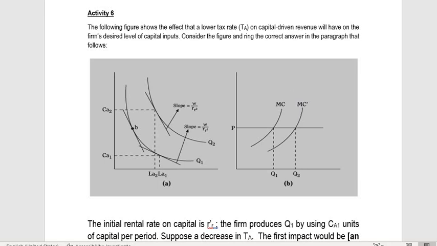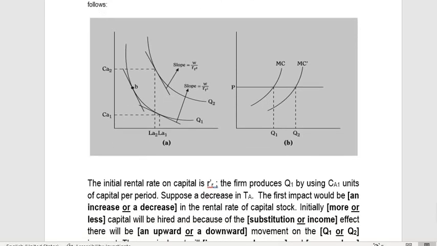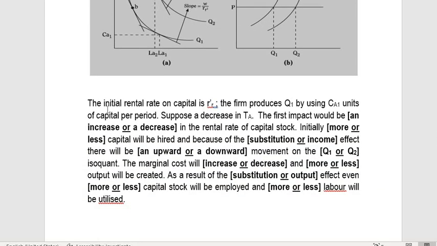In the scenario, you will be looking at how changes in tax rates will lead to us moving from Q1 to Q2, right? The scenario starts off by saying the initial rental rate on capital is RR, and the firm produces Q1 by using CA1 units of capital per period. So what that is telling us is that we're looking at this curve over here.